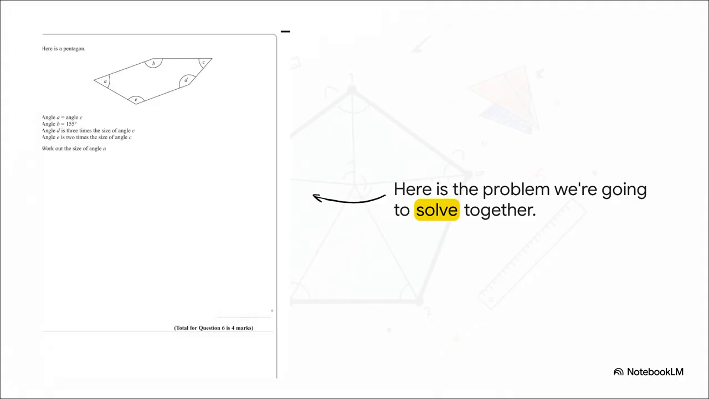So here it is, question 6 from a non-calculator paper. We've got a pentagon, a few clues about its angles, and really just one mission. Find the size of angle A. Now, it might look a little complicated at first, but stick with me. It's all about following a really clear, logical method.